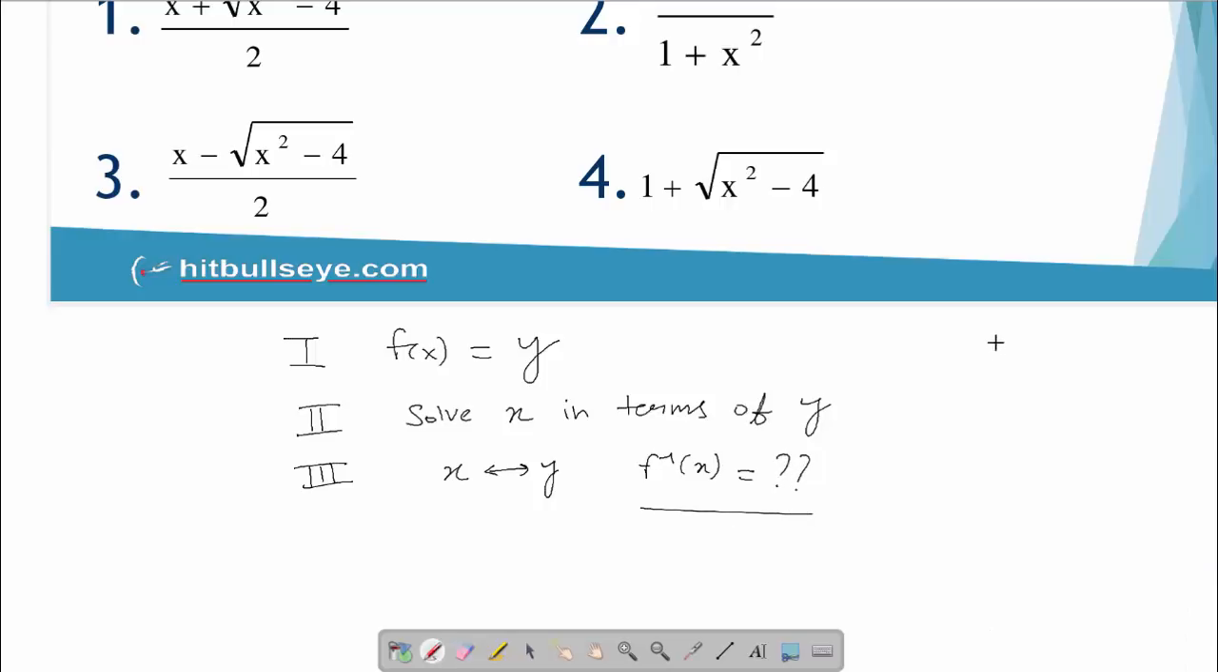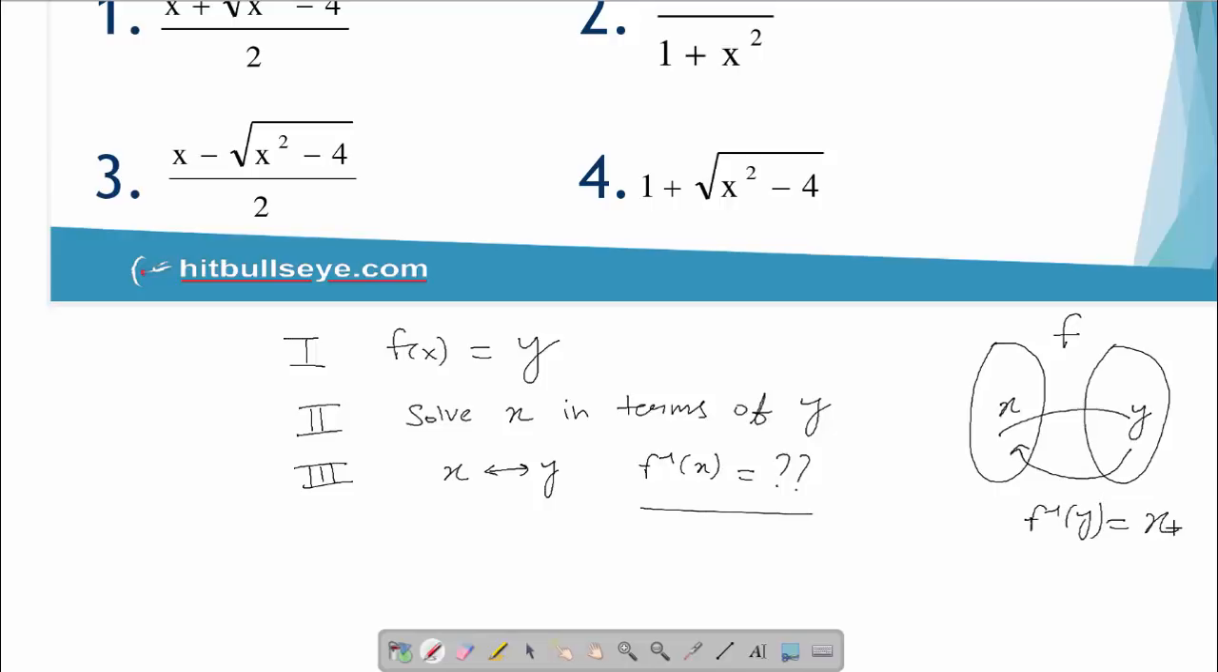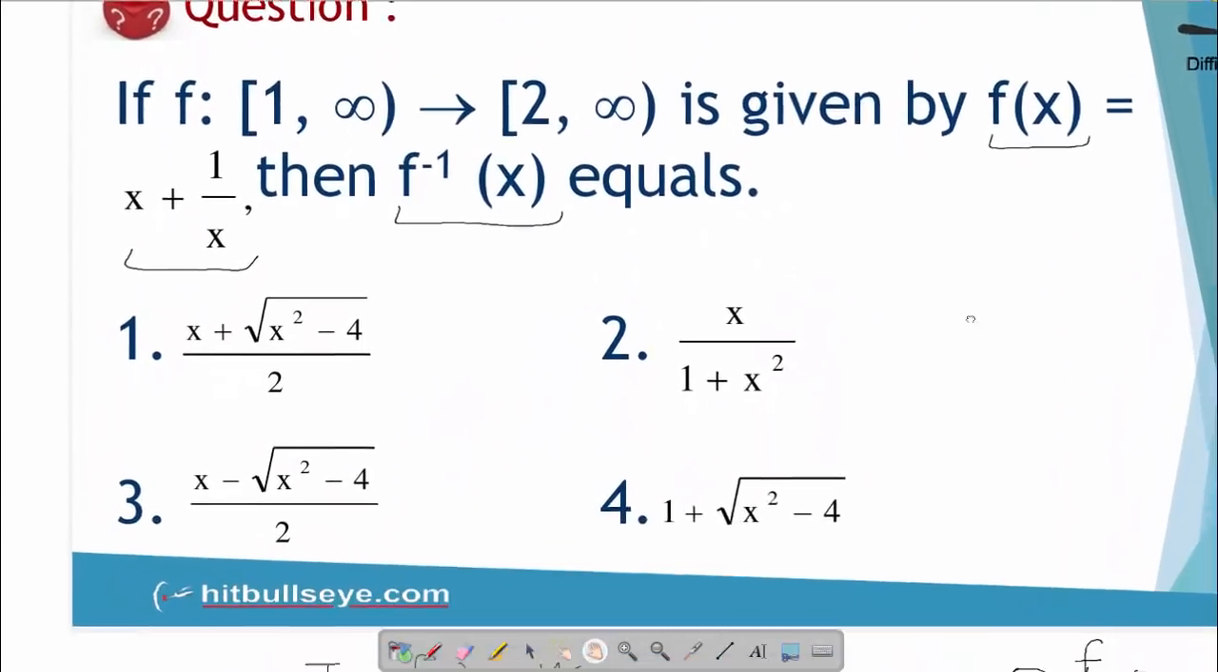Because in the definition of the inverse, we learned that if f is a function which takes x to y, then inverse will take y to x. That means f inverse of y will be equal to x. Therefore, we solve the value of x in terms of y to get the rule of f inverse. And to finally write the answer not as f inverse y but to write it as f inverse x, we do this interchanging thing.